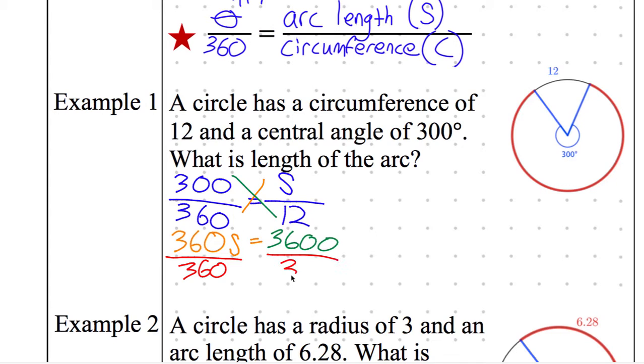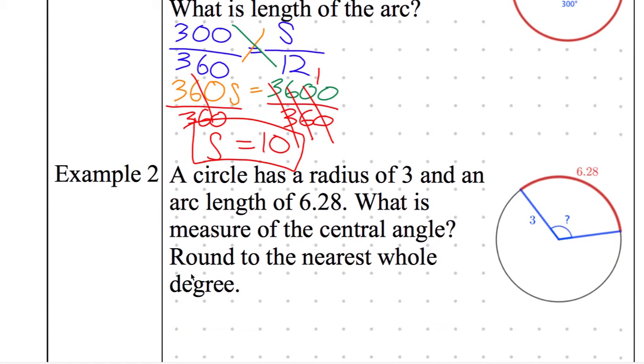Divide both sides by 360 to isolate my variable, and then 3,600 divided by 360. You can do this in your head. So the 3 cancels out, the 6 cancels out, the 0 cancels out, and I'm left with, there it is, 10. If this whole length of the circumference was 12, then this part of the length on that bottom is 10. That makes sense. It's just slightly smaller than 12. I'll scroll down so that people can see the work.